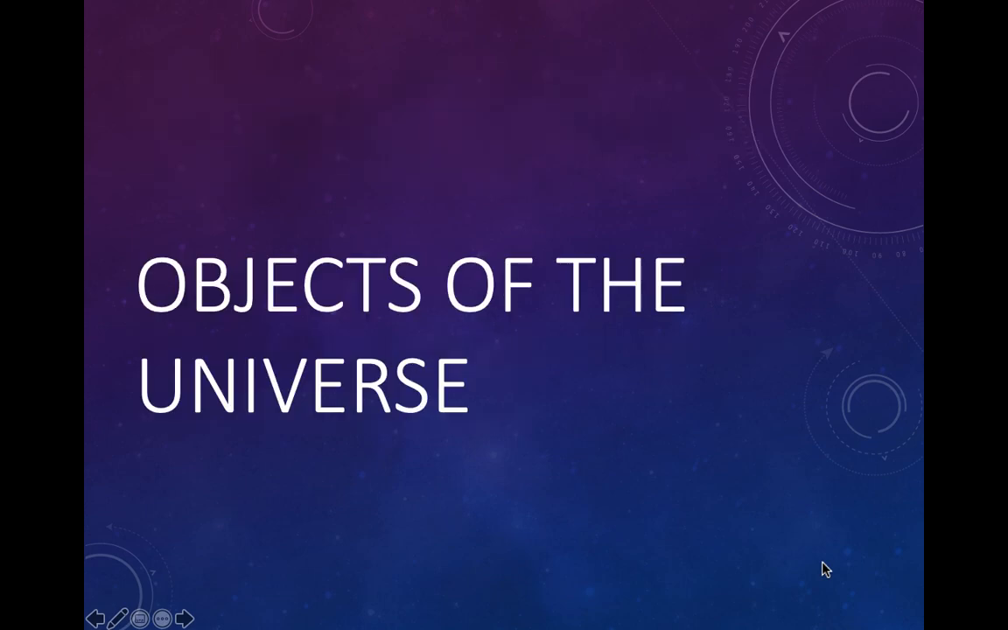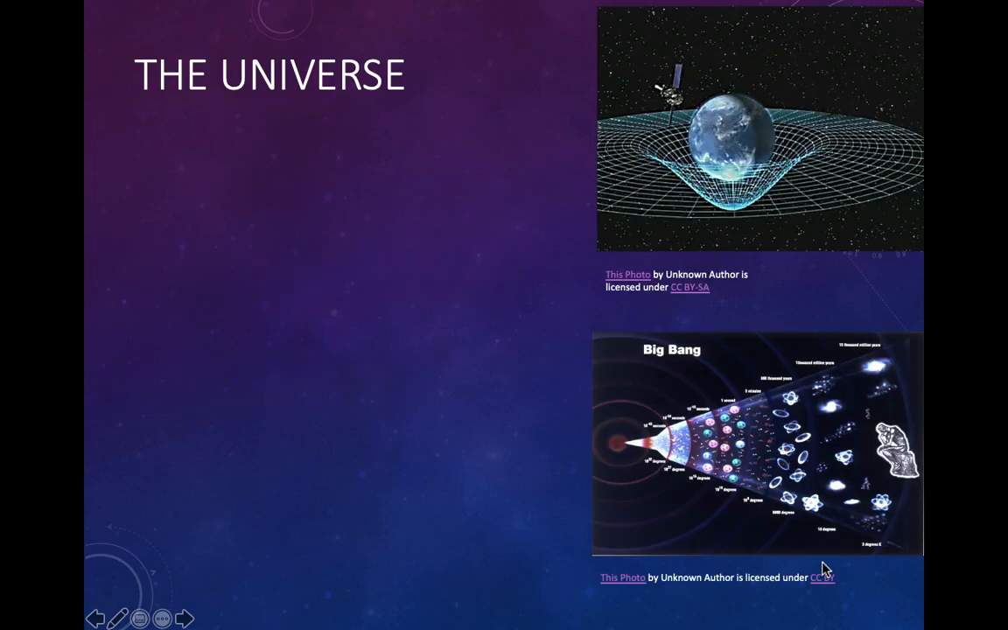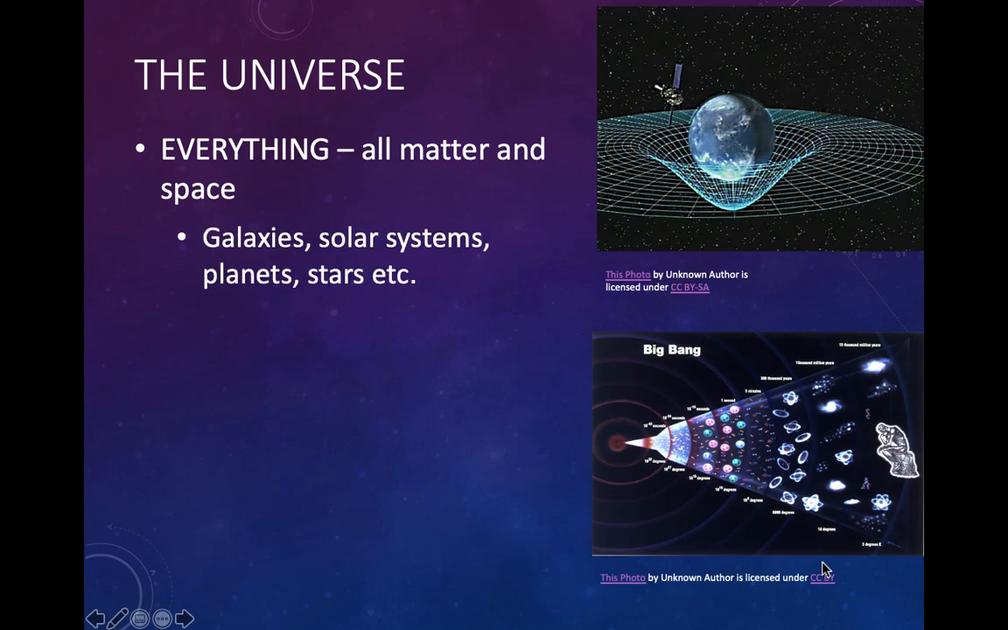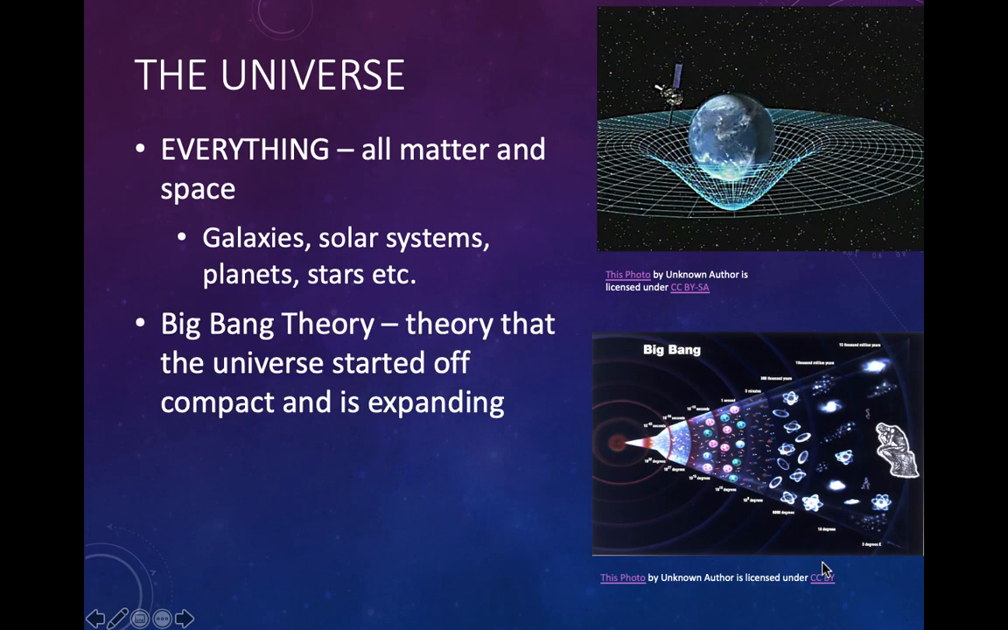So we're going to start with the objects of the universe. The universe is everything. It's all matter and space. So that includes our galaxies, solar systems, planets, stars, and even ourselves. The Big Bang Theory is the theory that the universe started off compact and it's expanding, and that's kind of in this bottom right picture. So it started off very quickly, and then billions of years later we have star formations and us.